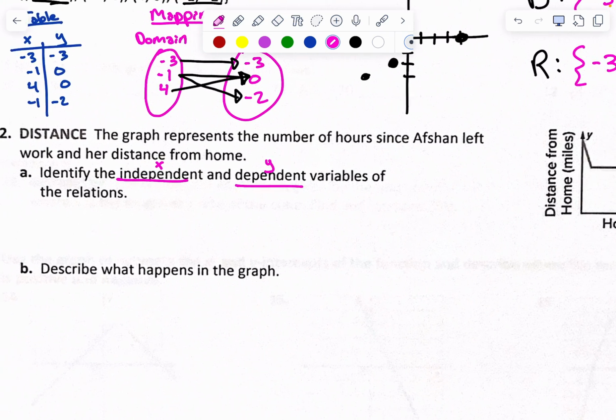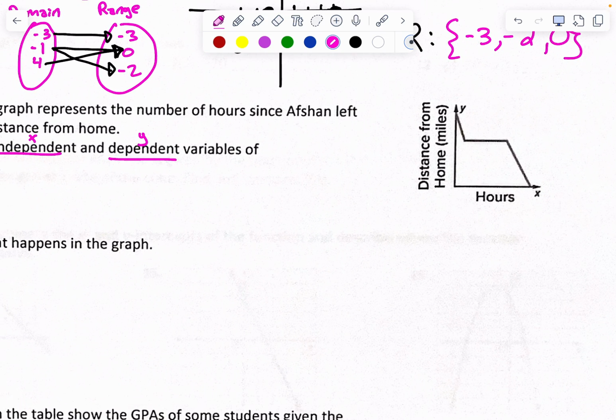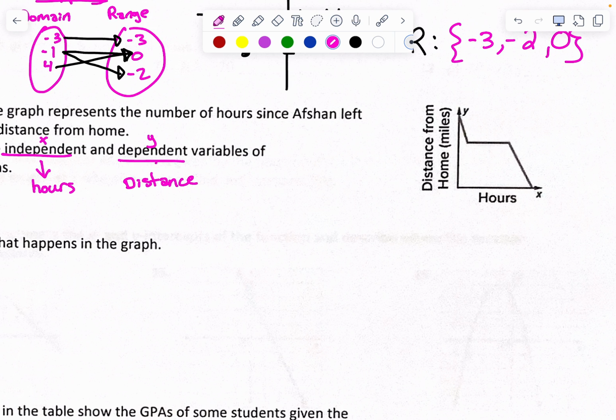But they want us to figure out what is what. So the independent, or the X, is the hours, I heard Ethan say it. That's the x-axis, right? The Y, or the dependent variable, is the distance. The distance depends on how long I have been traveling. So distance is dependent. The independent is the hours.